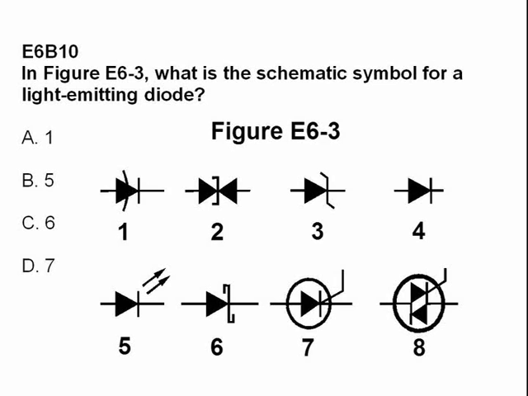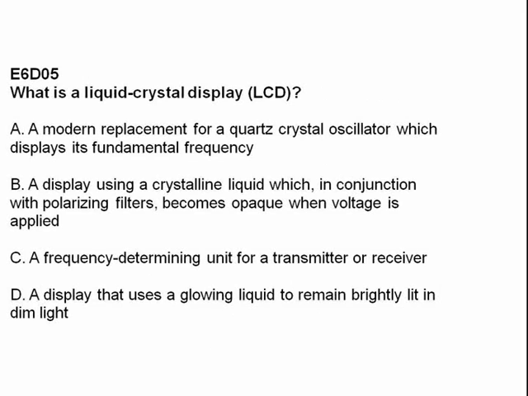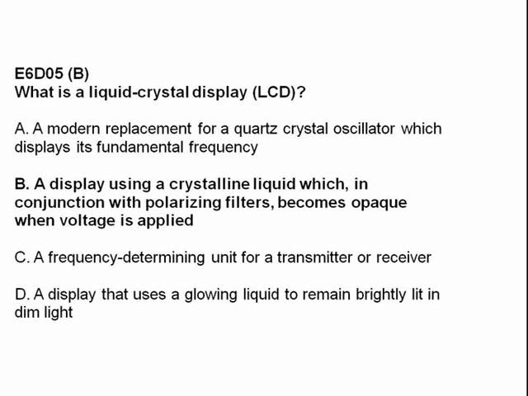In figure E6-3, what is the schematic symbol for a light-emitting diode? The answer is E. What is a liquid crystal display, an LCD? Answer B, a display using a crystalline liquid, which in conjunction with polarizing filters becomes opaque when voltage is applied.